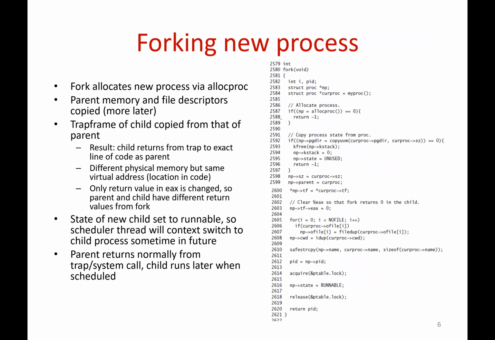Now let us look at the fork system call, right? So the init process is created. After that, every subsequent process, including the shell and everything, is forked from the init process. So how does the fork system call work?